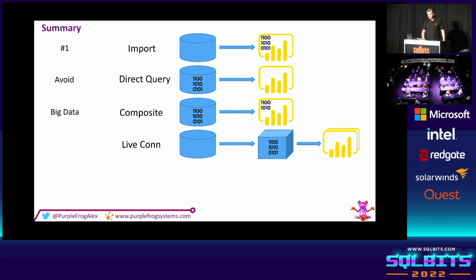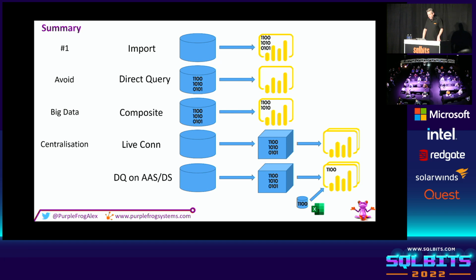Live connection, whether it's to cubes or datasets. This is all about centralization. One version of your dataset truth that can be reused by many reports. If you've got 20 reports, you don't want 20 datasets. Try and think of the cube mindset rather than the dataset mindset. A few very large complex datasets rather than lots and lots of tiny datasets.